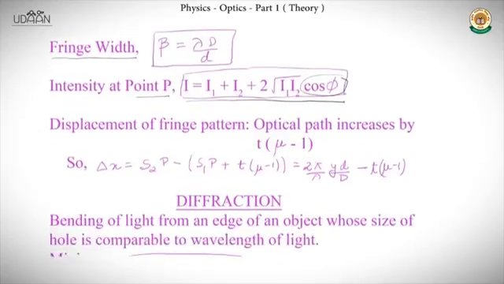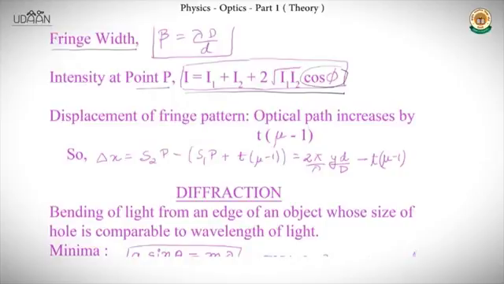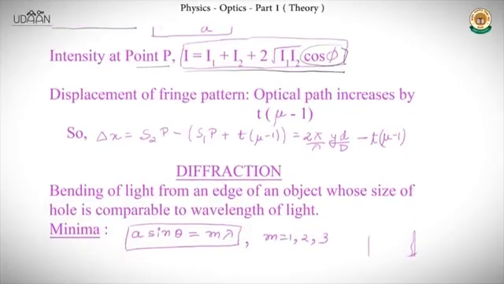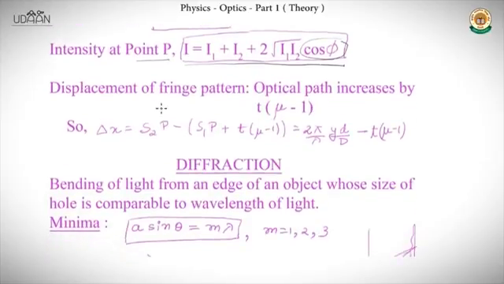Now, in YDSE, the experimental setup can be changed by introducing a slab of thickness T in front of a slit or both the slits. If we introduce a slab of thickness T in front of a slit, basically the optical path increases by T into mu minus 1, where mu is the refractive index of the slab with respect to the medium in which the YDSE is taking place.